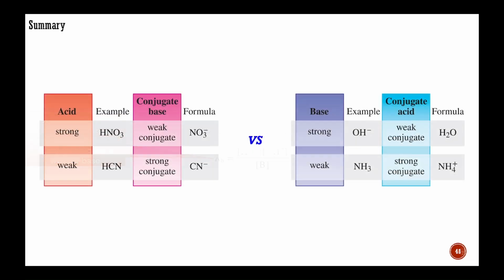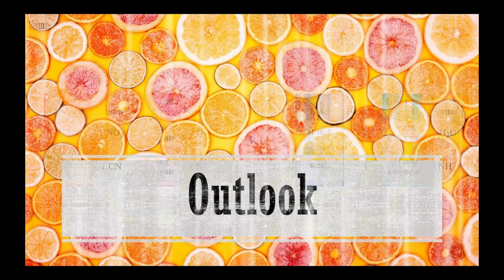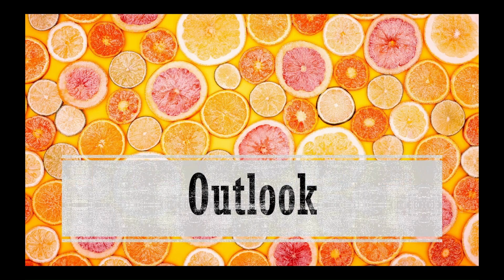You already know that the conjugate base of a weak acid is a strong base, meaning it can slowly react with water. Conversely, the conjugate acid of a strong base is a weak acid, meaning it does not react with water. In the next lecture, you will learn how to predict the relative strength of an acid based solely on an analysis of its molecular structure.